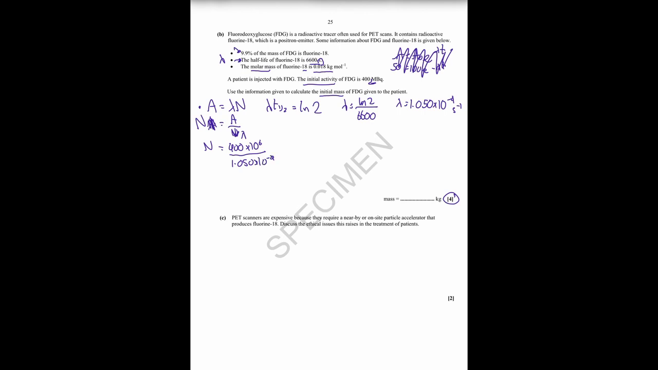I'm going to put this in the calculator, and it gives me the value of N as 3.809 times 10 to the 12. So I'm saying that this is how many particles I've got now. So I've got this many particles of fluorine. So what can I do with this now? Because remember, I'm trying to look for the mass of FDG. So if I want the mass of FDG, I know there's going to be some scaling up from this, so it's going to be sensible to get the mass of fluorine first.